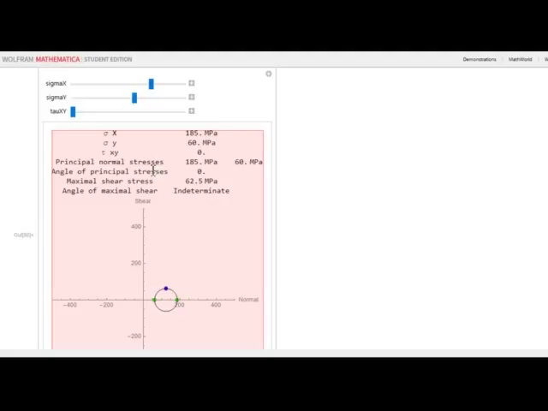Now, the only way to avoid having any shear stresses in my stress element is actually to have sigma x equal to sigma y. And that's the only way I can avoid any shear stresses.